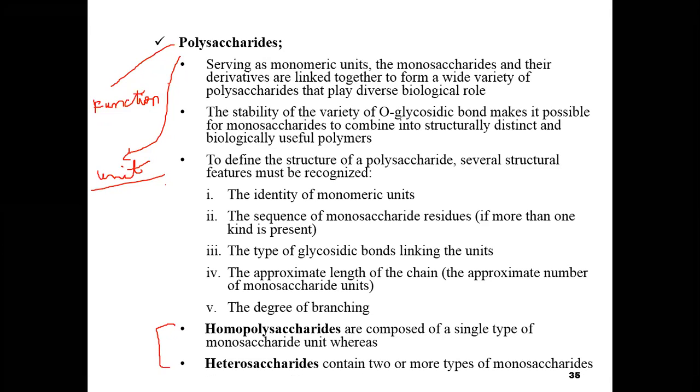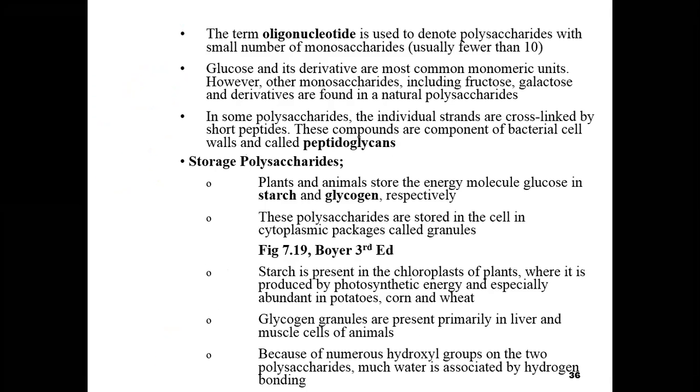Okay, moving ahead. As we already know, the term oligosaccharide is used to denote the polysaccharide with a small number of monosaccharides, usually fewer than 10 subunits. Glucose and its derivatives are the most common monomeric subunits. However, other monosaccharides include fructose, galactose, and derivatives, which are found in natural polysaccharides. In some polysaccharides, the individual strands are cross-linked by short peptides, like the peptidoglycans. हम पढ़ेंगे इसके बारे में.